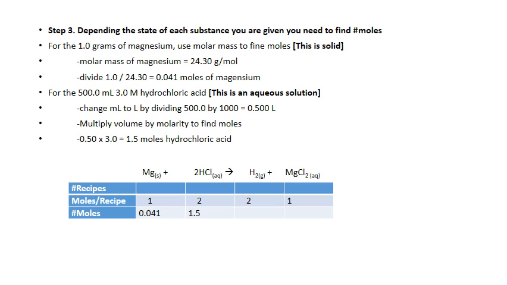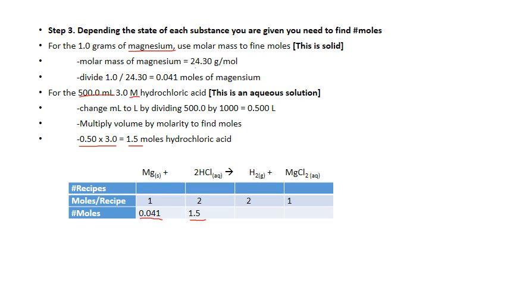So we have solid magnesium, so we're going to be using molar mass. So we divide by its molar mass and we get 1 divided by 24.3, and that's how many moles of magnesium we have. Okay, figure out the moles of hydrochloric acid. Change the molarity to moles per liter, and then multiply. And also you want to change 500 mLs to liters. That's going to be 0.5. And so it's volume times molarity equals 1.5 moles.